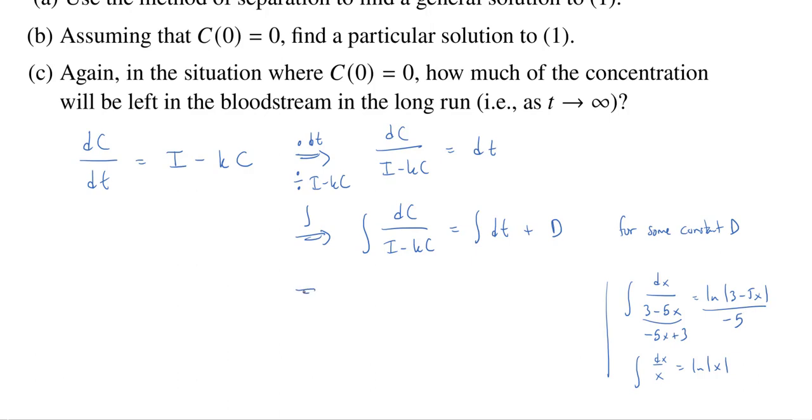The same thing is going to happen here. I get natural log absolute value of I minus kC, but if I took a derivative, I would get an extra factor of negative k, so I'm going to divide by negative k here. And on the other side, that's the easy side: if you antidifferentiate dt, you just get t. And then we still have this plus D.